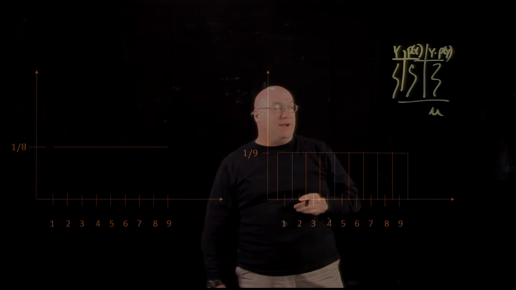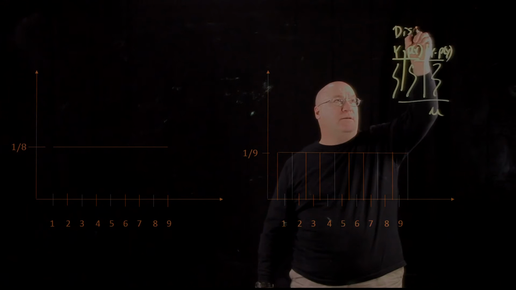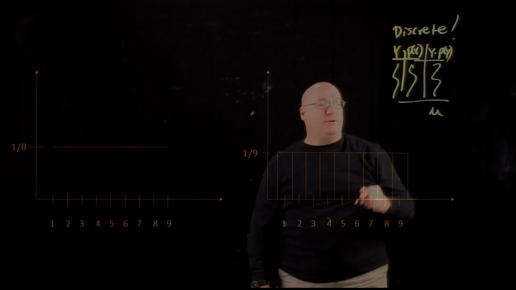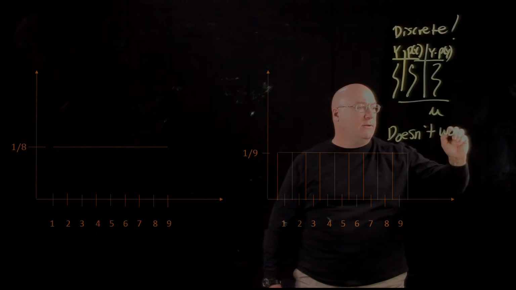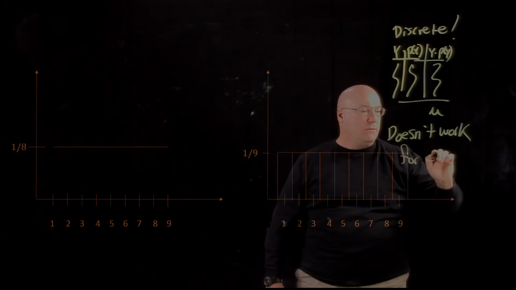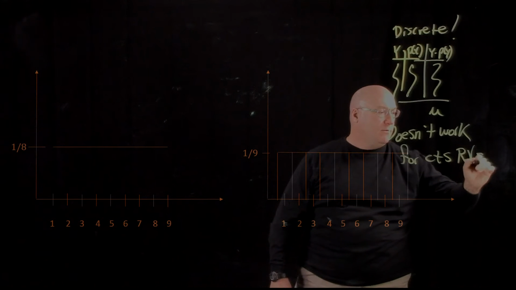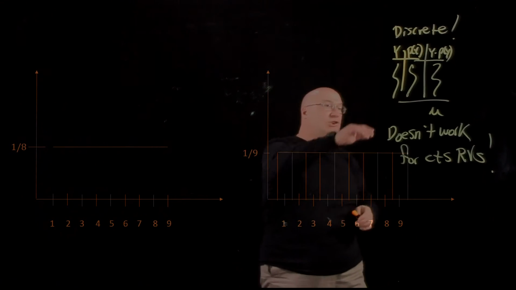We can't do that for continuous. This is discrete. We can't do that for continuous. Right? We don't have a way to write this chart.